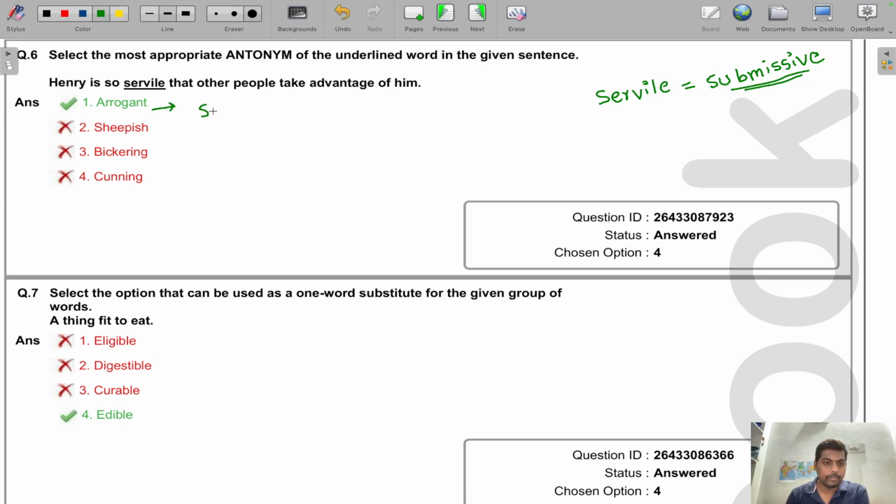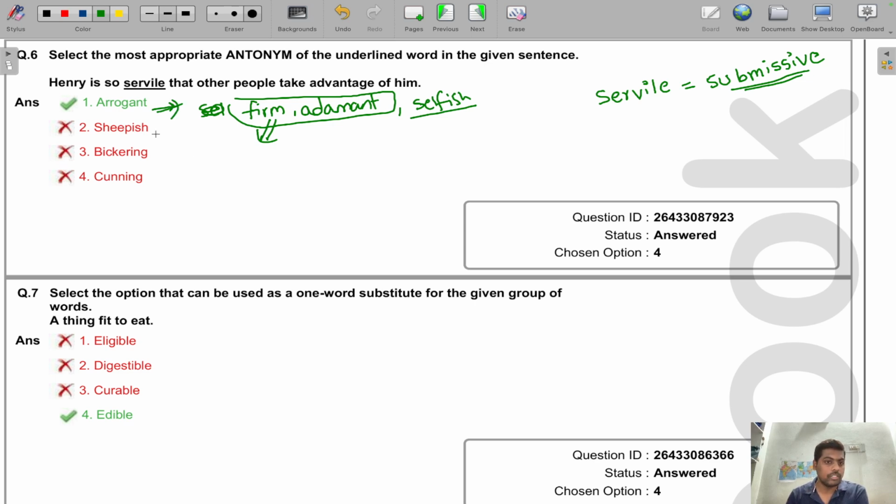Arrogant means you won't obey. I mean, you will be firm, you can say adamant, you will do whatever you like. In other words, you can say selfish. Arrogant means you will do whatever you think, you won't listen to others. Arrogant is the exact word.